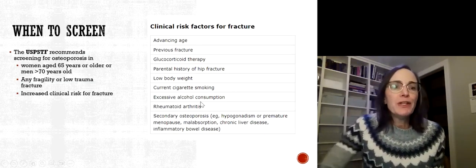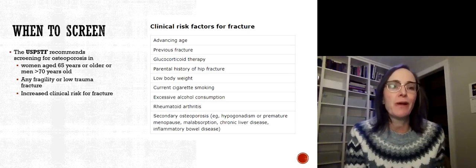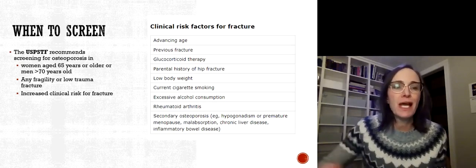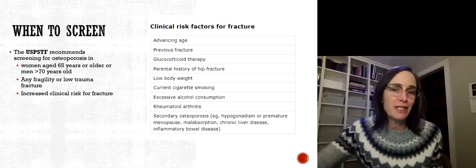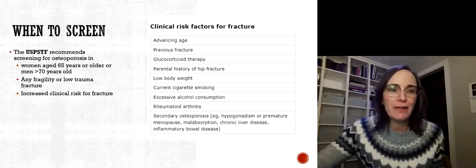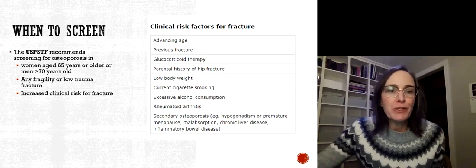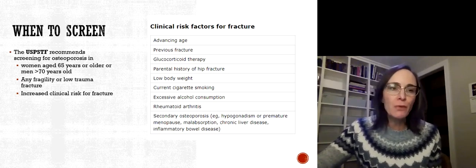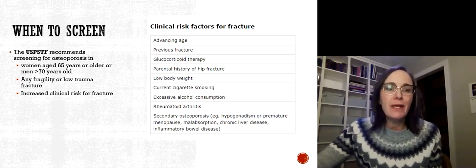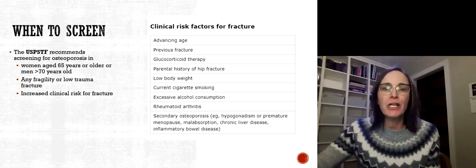So when do you screen? Well, the United States Task Force recommends screening for osteoporosis in any women age 65 years or older, or any men 70 years or older. And now you see why based on that chart. The other thing you want to do is screen anybody who has a fragility or a low trauma fracture, and we'll talk about that in a second. And then anybody who's got an increased clinical risk for fracture.